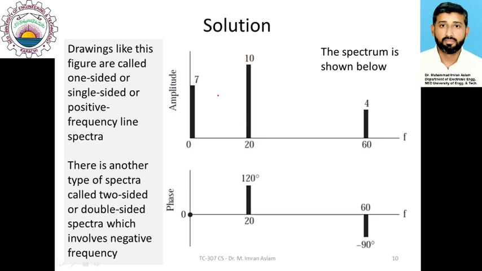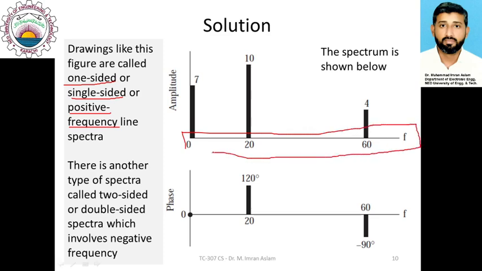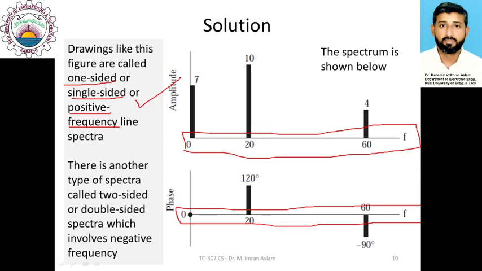The second important thing is that this spectrum is actually called a one-sided, or sometimes a single-sided spectrum, or a positive frequency spectrum. You can see that the frequency line starts from 0 here and goes up to infinity. The frequency variable takes the values from 0 to infinity. So positive frequencies only, it actually represents a single-sided spectrum.